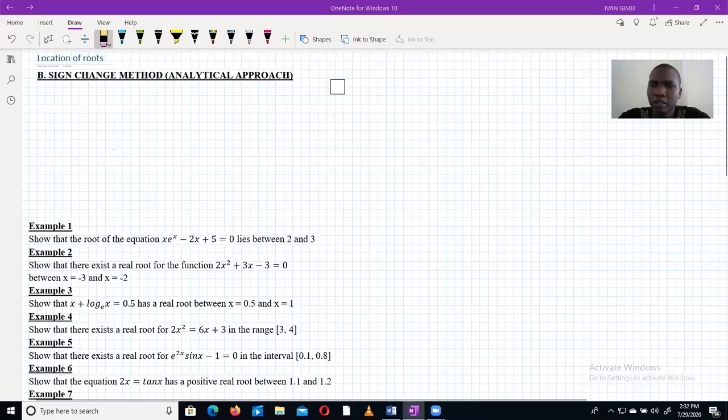Okay, hello once again. In our first video that I shared, I talked about how you can locate the root of a given function using graphical approach. We went ahead and looked at the two approaches you can use under graphical approach. We said you can use single graph approach or two graphs approach.